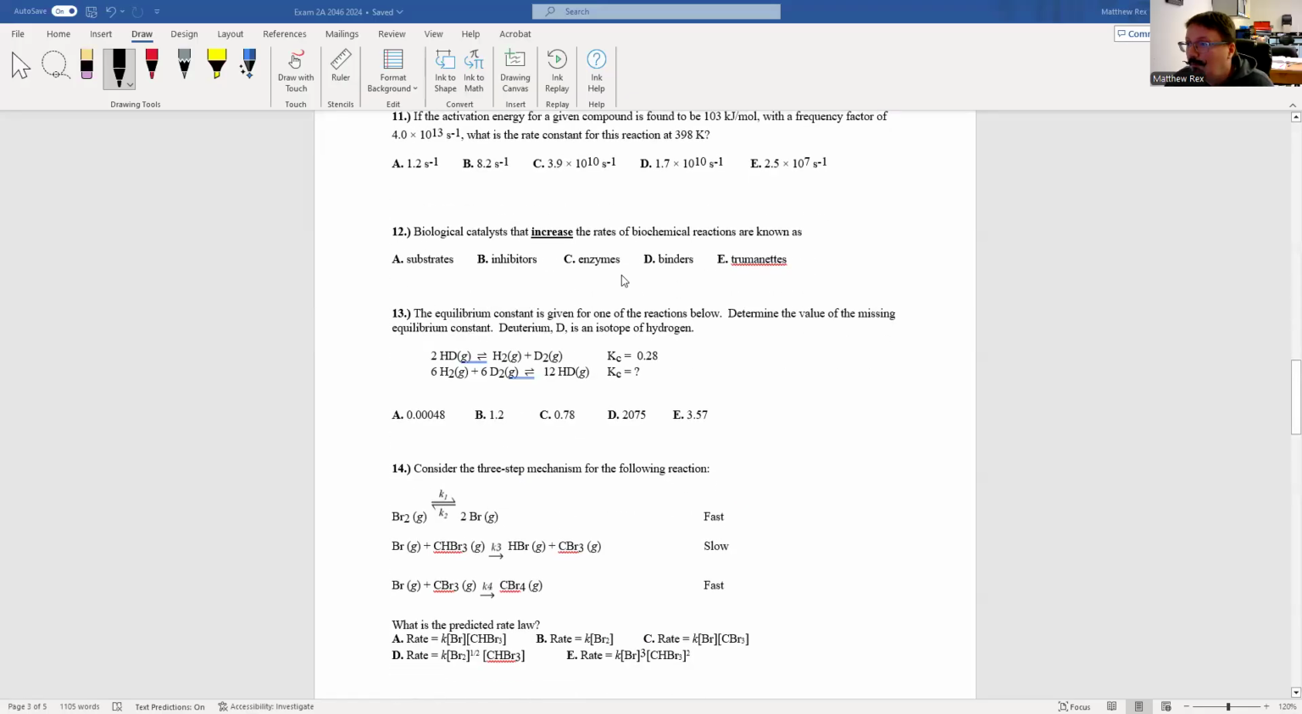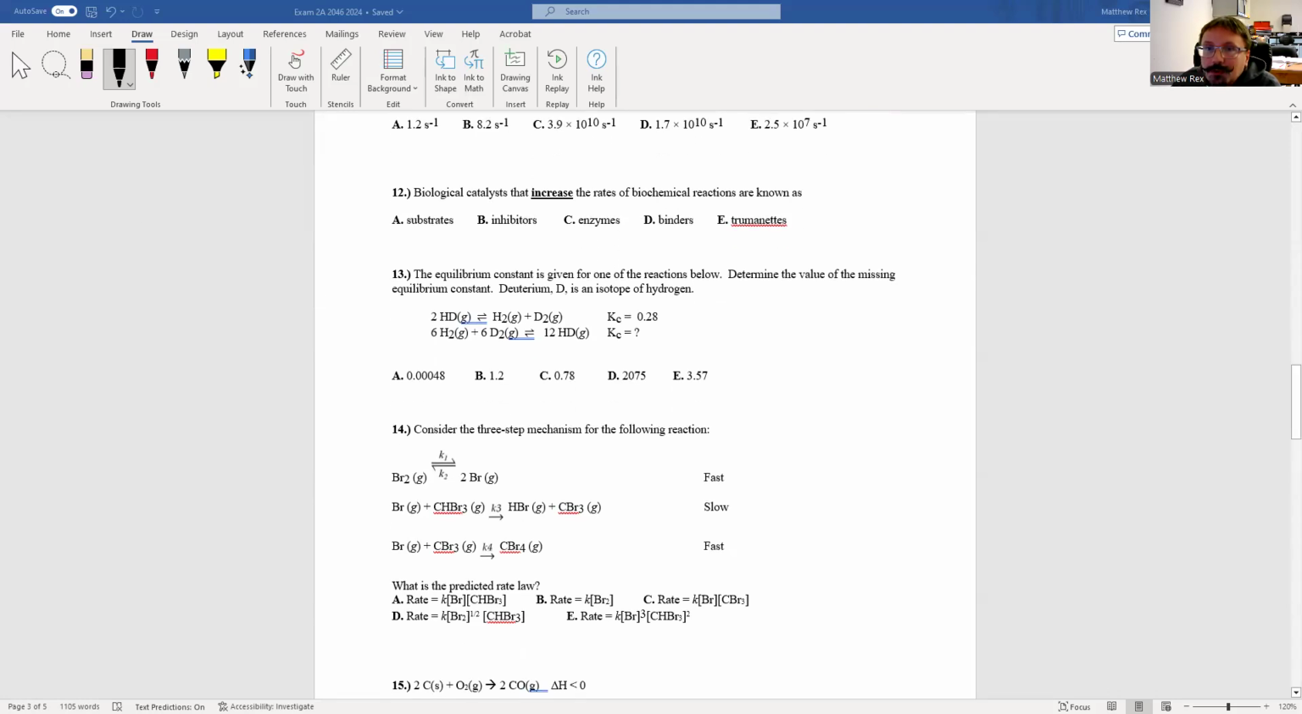Question 12, biological catalysts that increase the rate of biochemical reactions. That's really the second part, just the definition of a catalyst. So what's a biological catalyst? An enzyme, C.